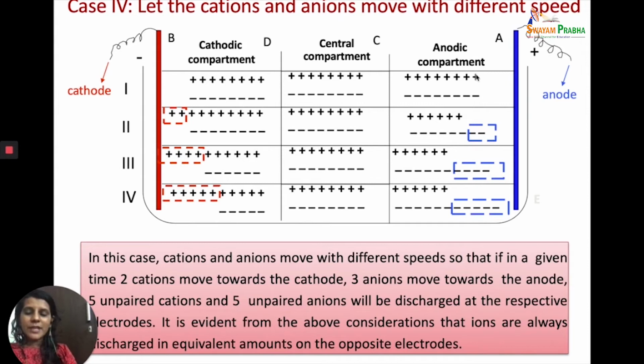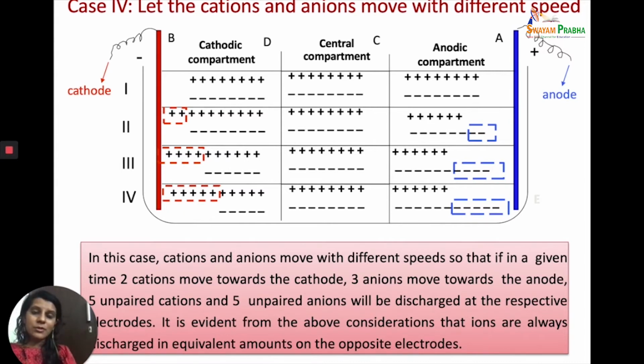Now what are we saying? We are saying 2 cations move towards the cathode. So 2 cations from the anodic to the central to the cathodic. So 2 anions will be left unpaired at the anode and 2 cations will become unpaired at the cathode when only 2 cations move.